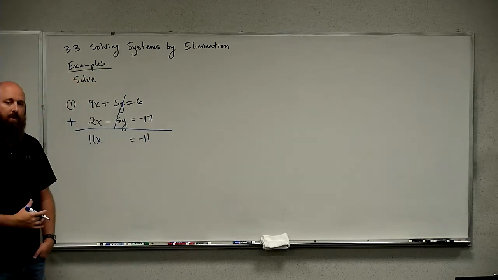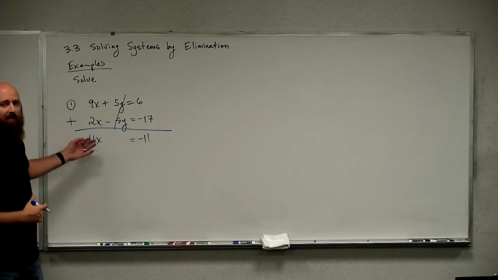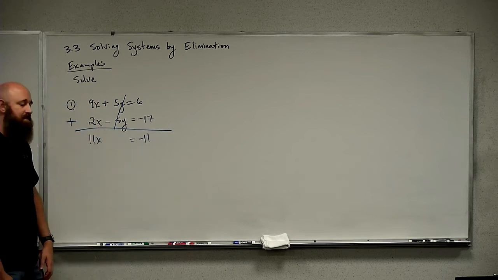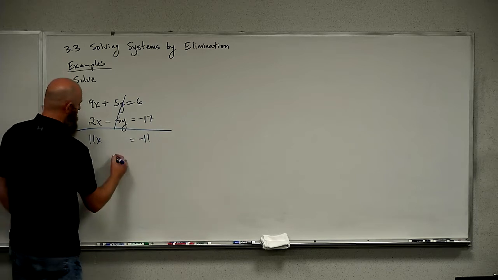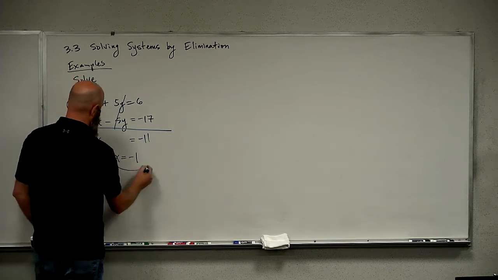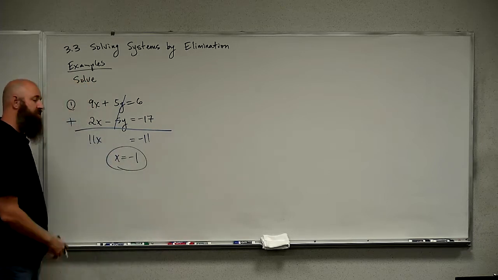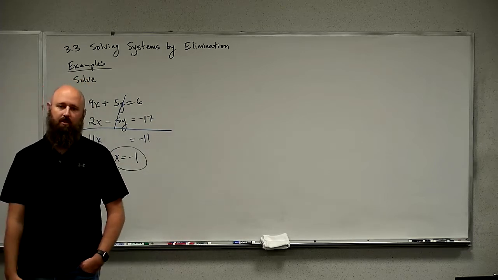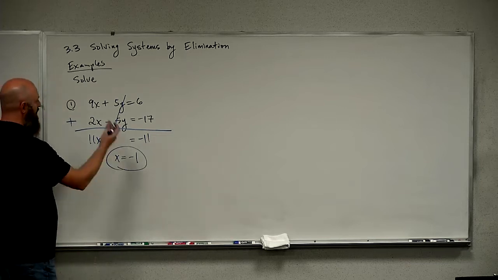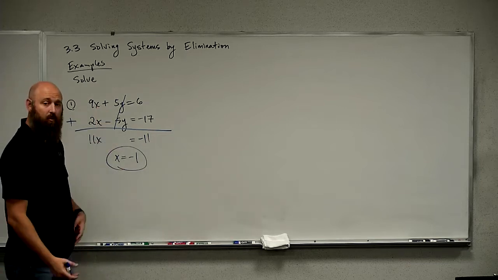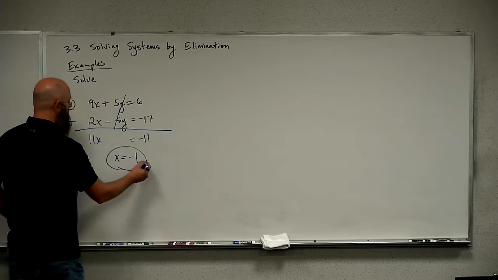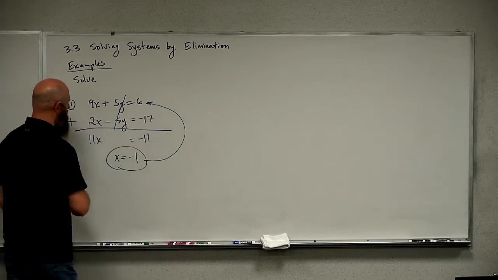Now, the reason we want to do that is that now, in blue, I have the equation 11x equals negative 11, and I can solve for x. We divide by 11, so x equals negative 1. There's my first part of my solution. I have my x value just that fast. Now we can plug that in. It doesn't matter which equation, just go back to your originals. I'm going to go to the top one.